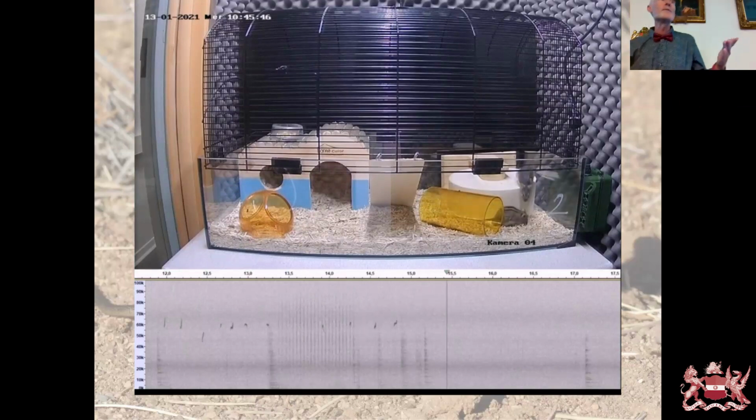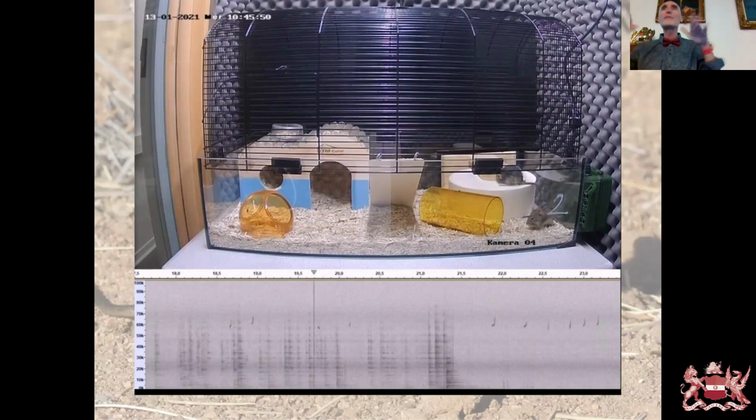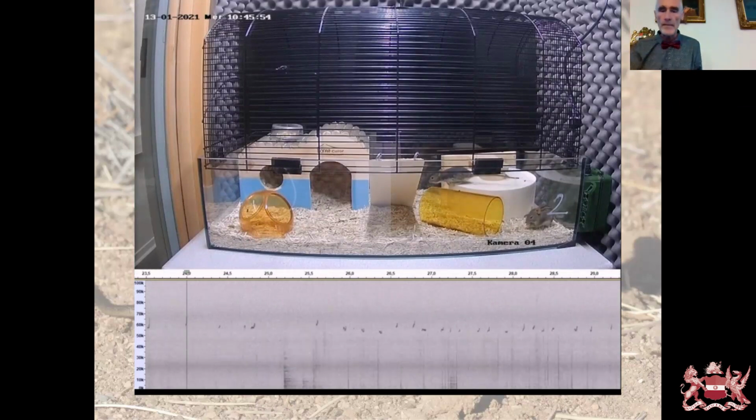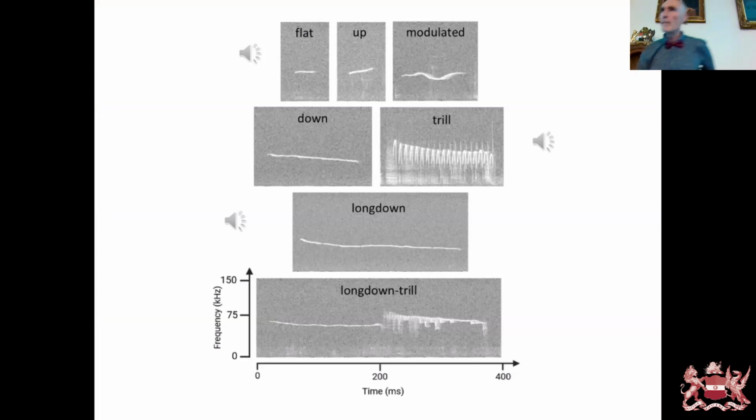And they do that all the time when they are together. When they are alone, after 5 or 10 minutes, they stop. So it's clearly a communication signal. Actually, my student Leo spent 2 years analyzing the vocal repertoire of this mouse, and he found a bunch of different calls. For instance, the flat one.